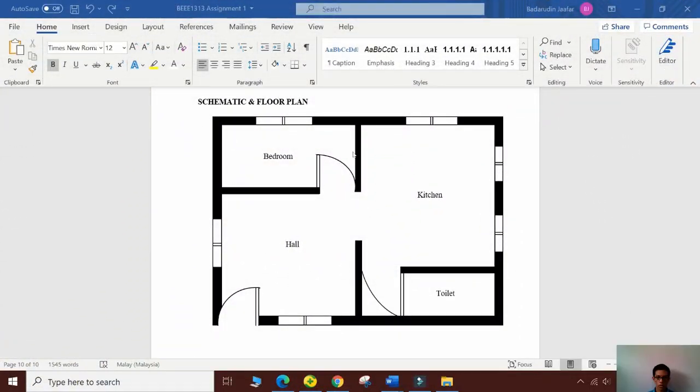This is my floor plan, and I drew this floor plan using Microsoft Word. My floor plan only has 1 bedroom, 1 hall, 1 kitchen, and 1 toilet.